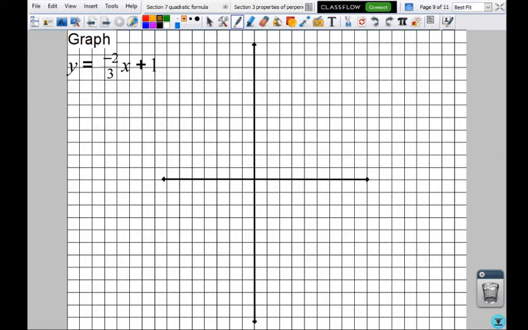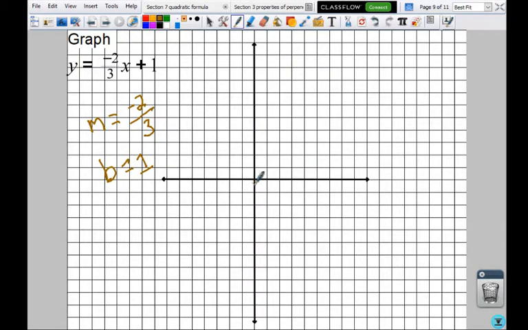Alright. We're going to do one more, then you guys are going to try a couple. So I'm going to graph y equals negative 2 over 3x plus 1. So my m is negative 2 over 3. My b is 1. So I have everything I need to make my line.